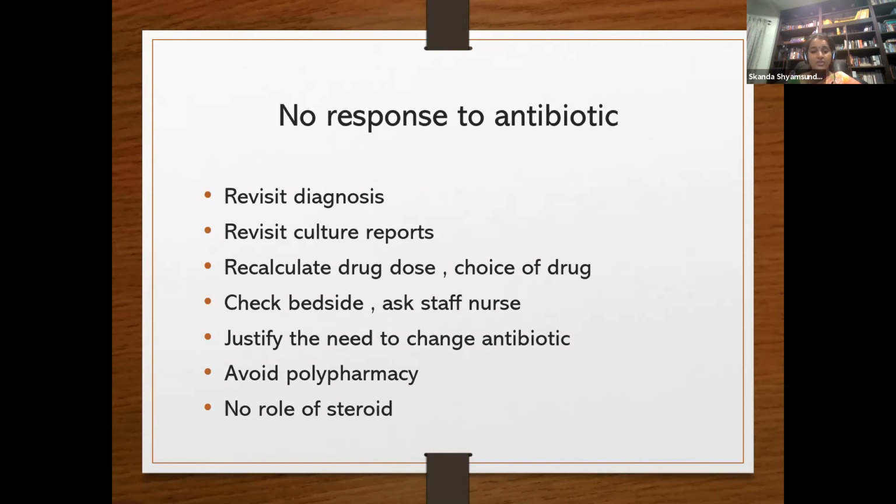So as long as you note your observation and you justify what you're doing, it is okay to revisit the diagnosis at any point of time during the course of treatment, as long as it benefits the child. Revisit culture reports. The child is not improving, go back and see if the culture has been taken. Follow up what is a culture report. Recalculate the drug dose.